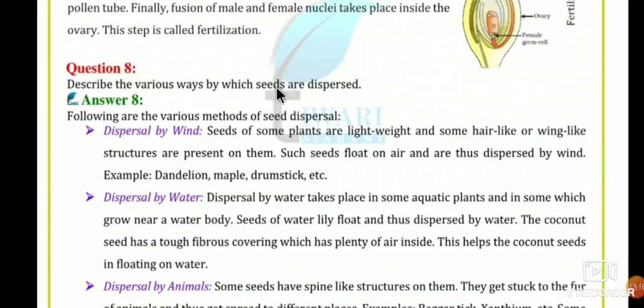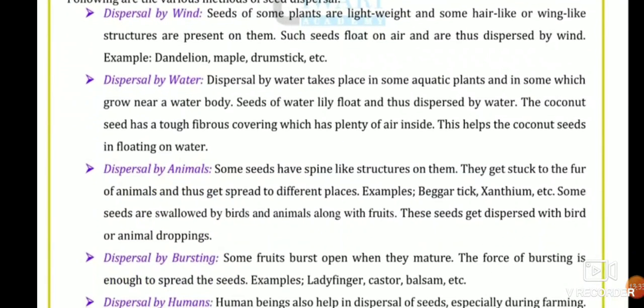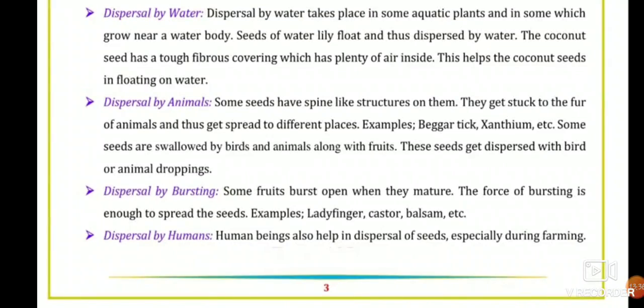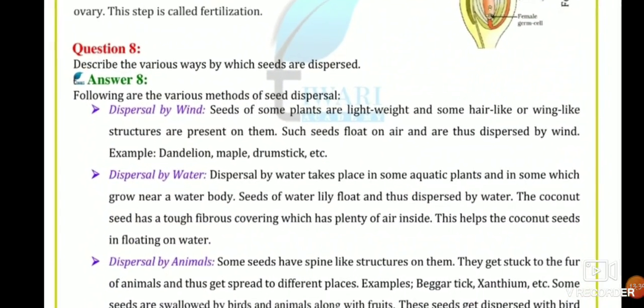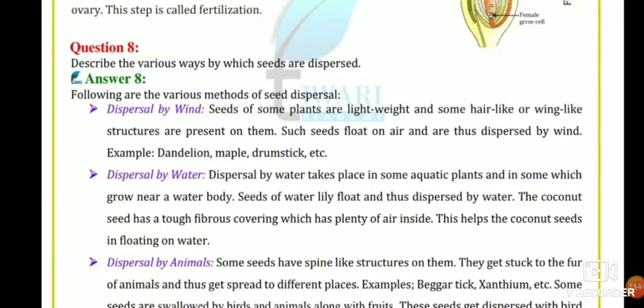Now, describe the various ways by which seeds are dispersed. There are various types of dispersion of seeds: by wind, by water, by animals, by birds, by bursting, and also by the activity of humans. We shall discuss them one by one. You should copy the same thing as given here. It's very simple and easy to learn. So you should write the question like this and the answer like this.